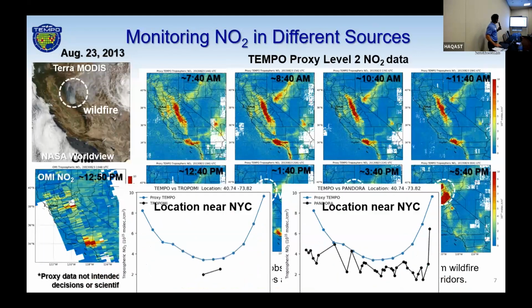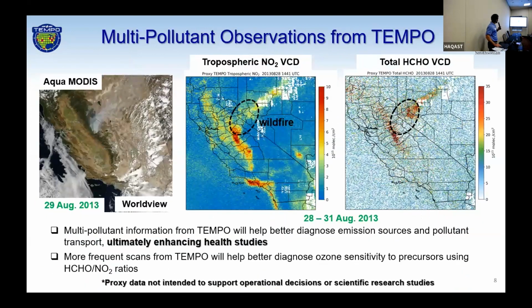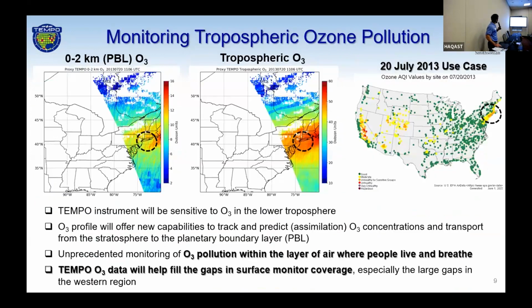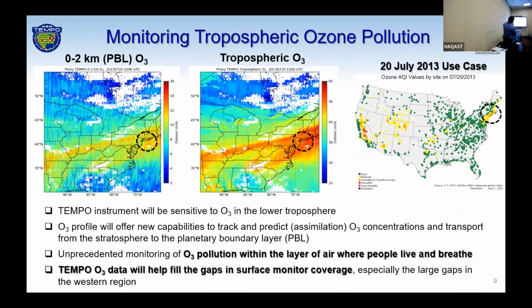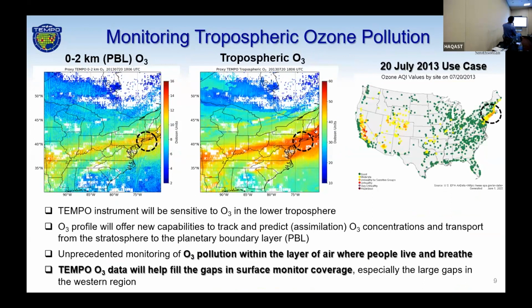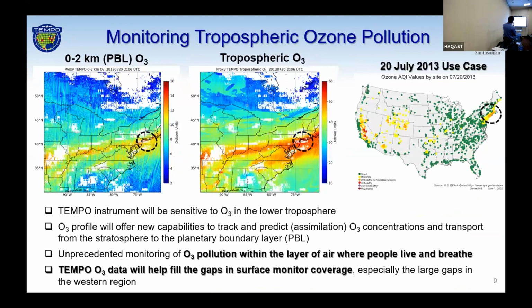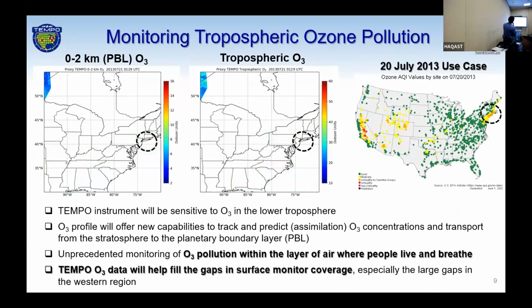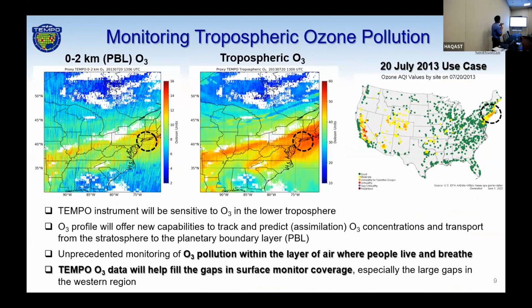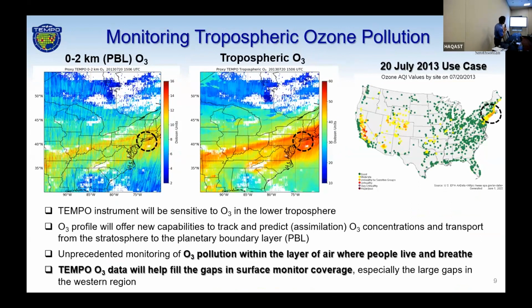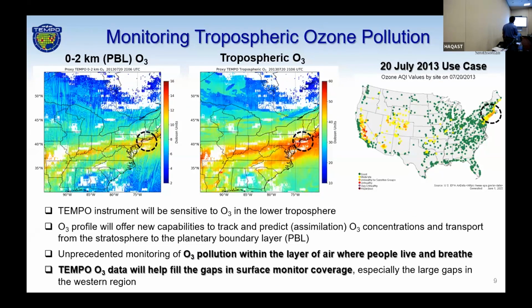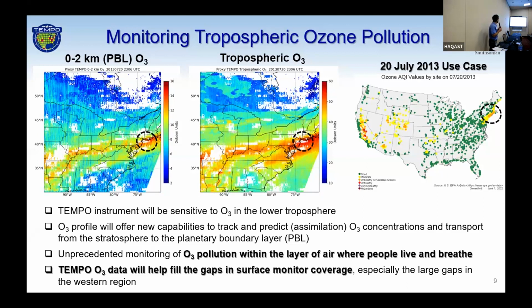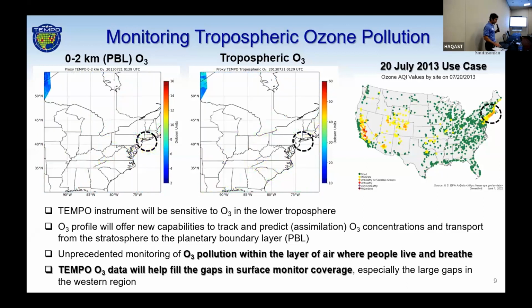And I'm running out of time, so instead of showing this right here, I'm going to jump right into our first light data. I do want to note our tropospheric ozone. This is our pre-launch data, our 0 to 2 kilometer tropospheric ozone, just showing the capability of Tempo to be sensitive to ozone, show ozone profile information, and track ozone throughout the troposphere, and it fills gaps in the surface monitor coverage as well.